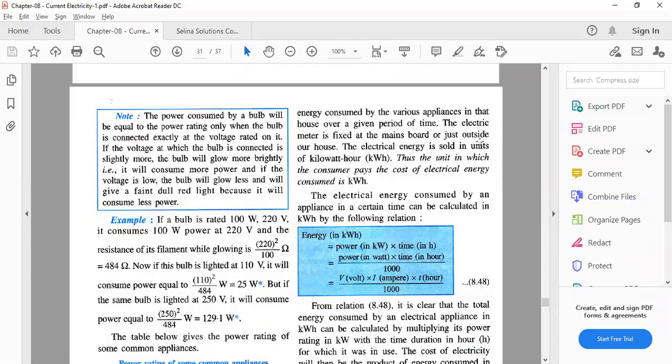Power into time. I just said there is another formula when you are talking about electrical energy consumption. It will be represented as E, and its formula is P into t. Okay, power will be taken in kilowatt and time will be taken in hour.